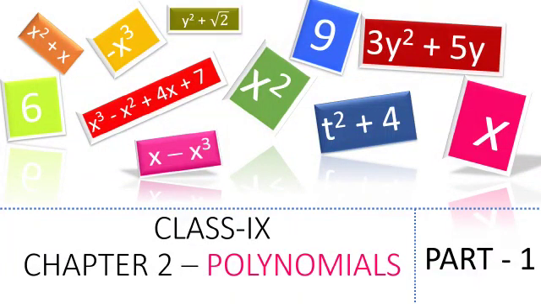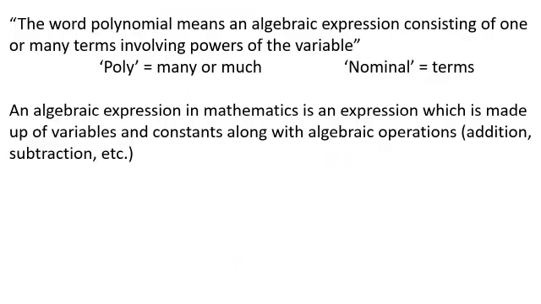Dear students, let's see chapter 2 of maths, that is polynomials. So, what is a polynomial? The word polynomial means an algebraic expression consisting of one or many terms involving powers of the variable. If we split the term polynomial, we get poly and nominal. Poly means many and nominal means terms. So simply, it's an expression consisting of many terms.